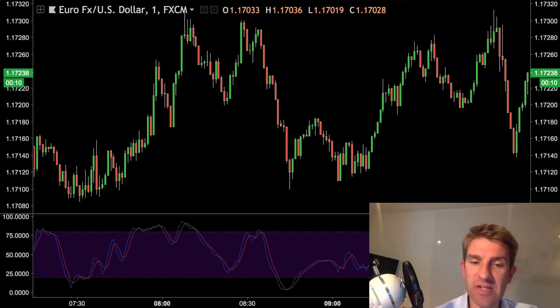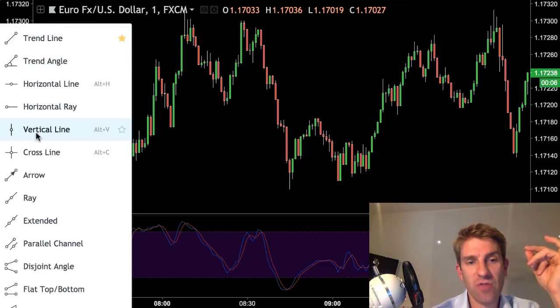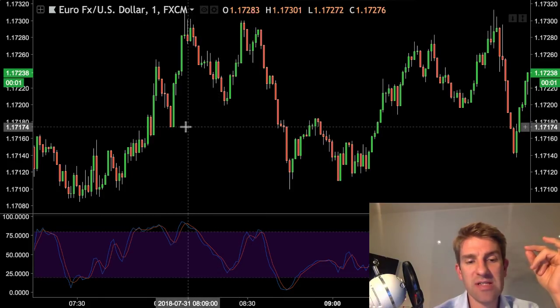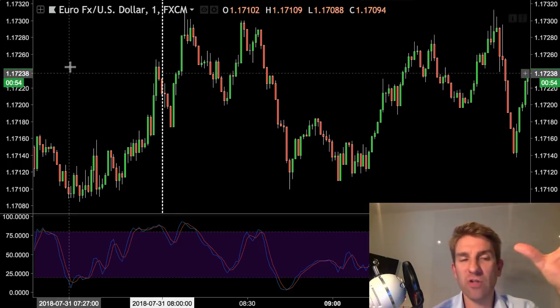Okay, so this is an interesting strategy. First of all, I need to throw on a vertical line around 8 AM. So the idea of this strategy is this. Let me just put this on here and then we'll go through what's going on. 1 minute chart, Euro US dollar.